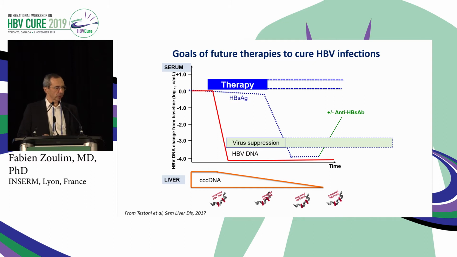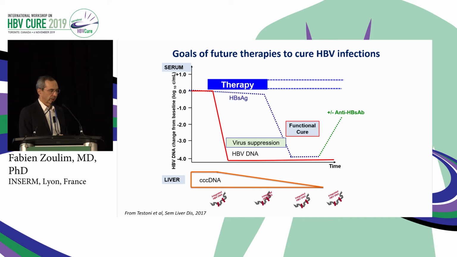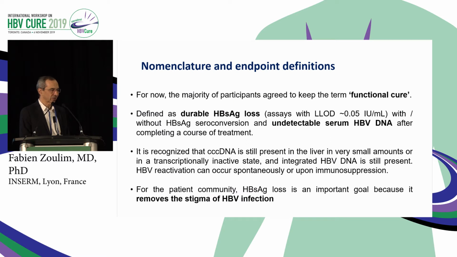Well, as you all know, we are trying to achieve a functional cure of HBV infection with finite duration therapies, where we would achieve HBs antigen loss, which defines a functional cure. And there are obviously other types of cures that are more ambitious that we may reach at some point, including complete cure, where cccDNA would be eradicated, and even sterilizing cure, where all HBV DNA would be cleared from the liver. But there was, I think, a consensus during that meeting that the functional cure should be the priority now.